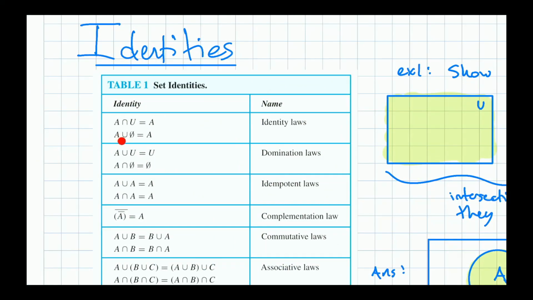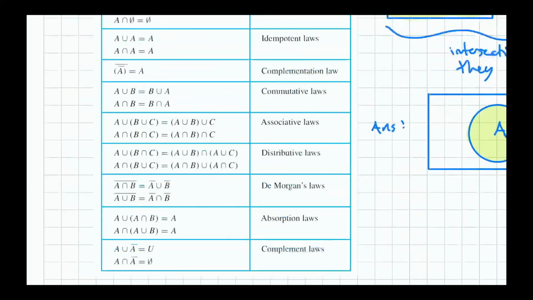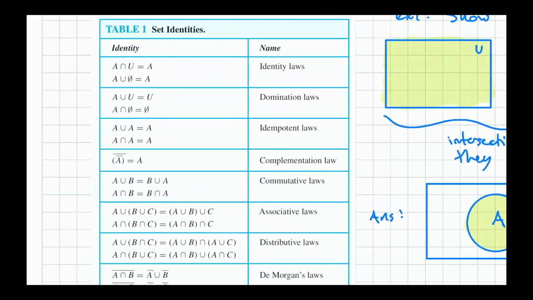Same thing here with the union with the empty set. The union is every element that's in A and every element that's in the empty set. Well, if you take everything in A and everything in the set with nothing, you're just going to get A back. Okay, so they're so basic that there's not a lot that you have to show. Okay, let's look at some of these others.